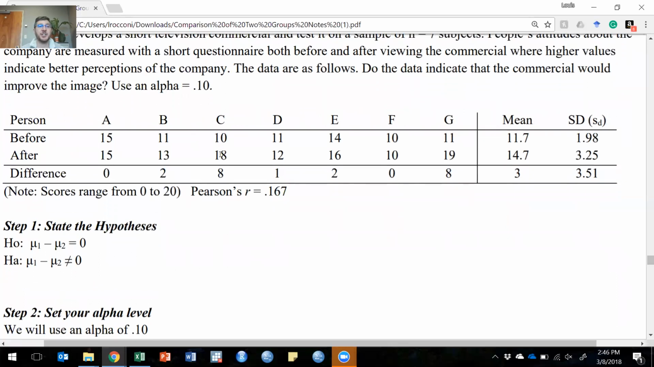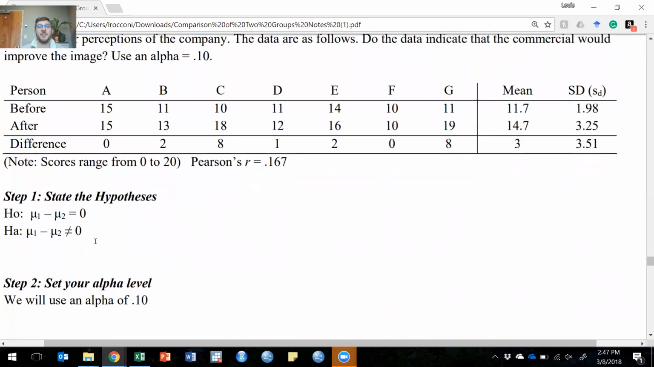So the first step is always to state the hypotheses. Our null hypothesis, remember, is always the hypothesis of no difference. So what we're saying here is that the difference, both before and after they view the commercial, is the same. Their perceptions stay the same. And if you want to write your hypotheses out in words, that's fine. Just because I'm using symbols doesn't mean you have to. You could write this null hypothesis as, people's perceptions do not change after watching the commercial. That would be essentially what the null hypothesis is.